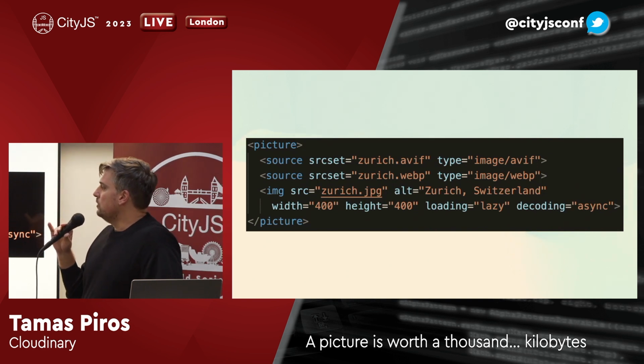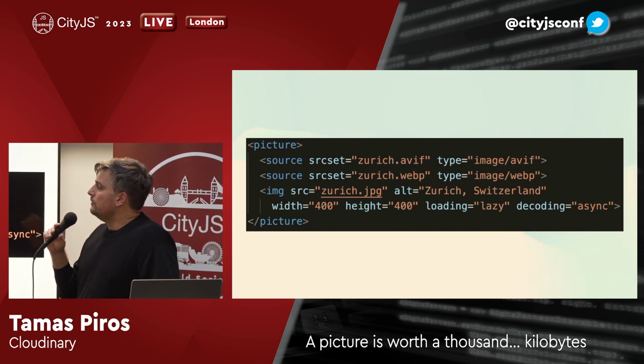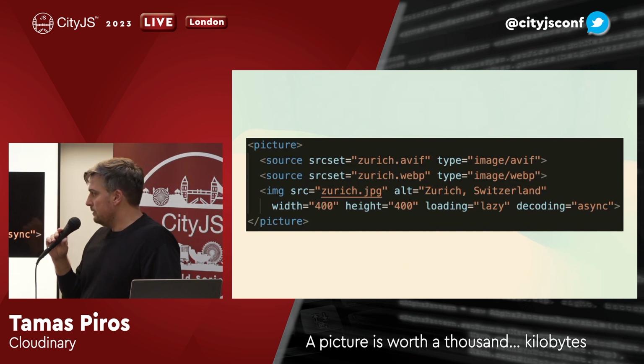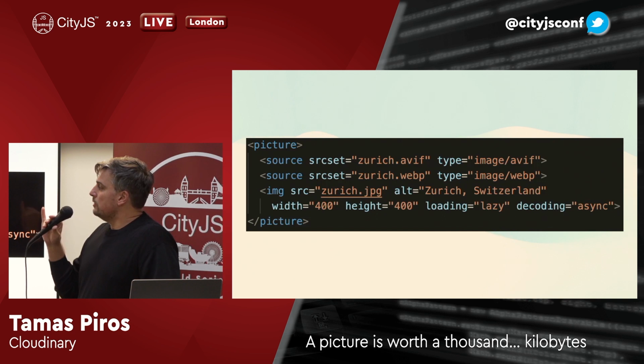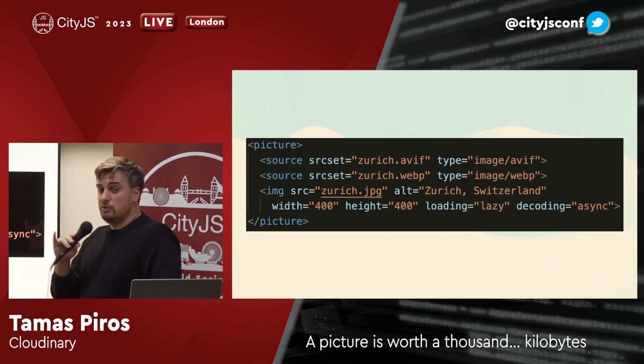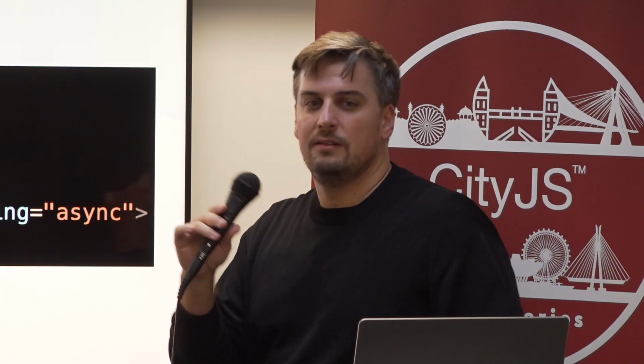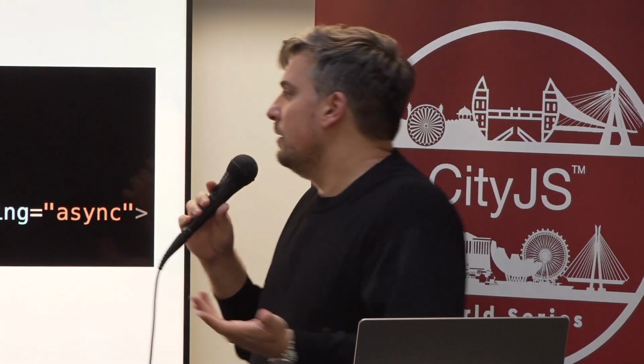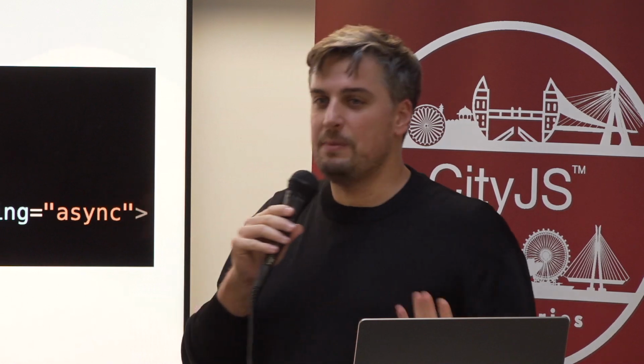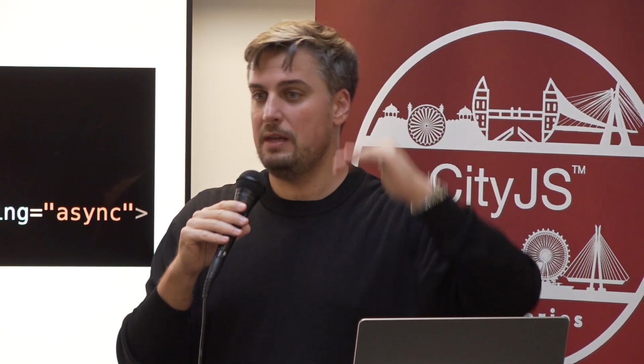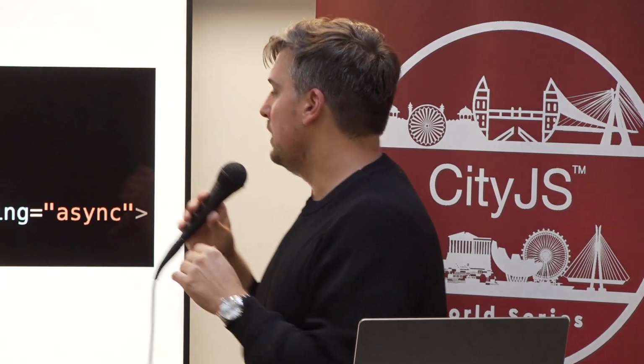Now, two things to note. First one, the order of the source elements matters. Because I've seen that, people put the source srcset with the JPEG first, and then put the AVIF next. The JPEG is going to be loaded, right? So the order of these matters. In this case, AVIF, WebP, JPEG. If you change that to WebP, AVIF, it's going to be WebP, AVIF, JPEG. So make sure that you take note of that.